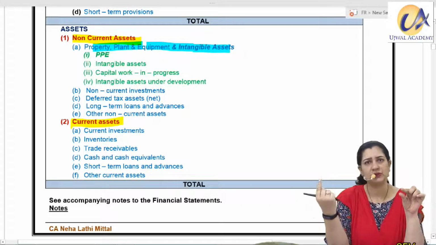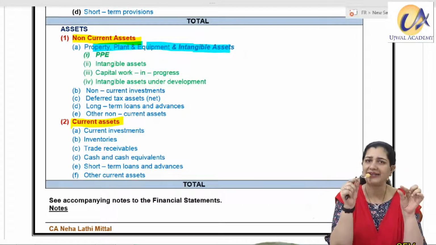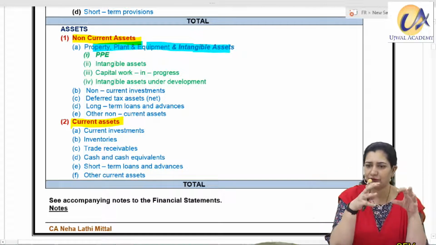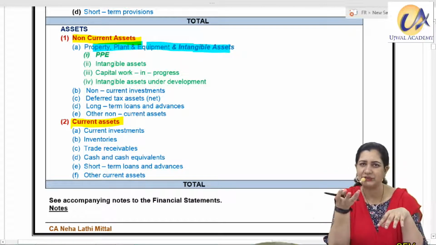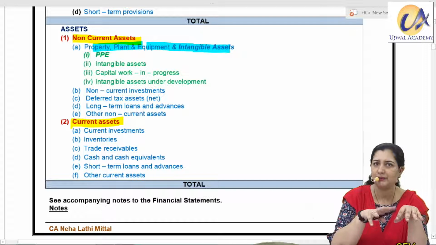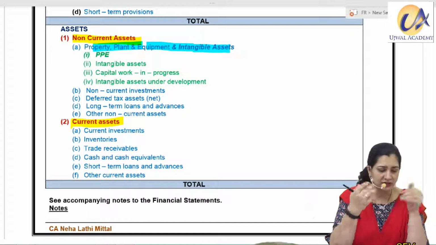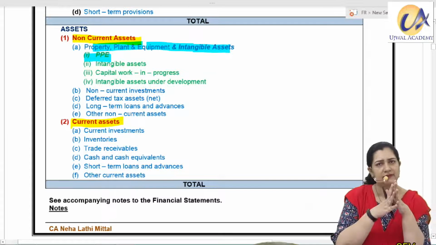So in all the sums which you are going to write, just write PPE and intangible assets. That's it. Under that, we have four things. We used to say tangibles, intangibles, capital WIP and intangibles under development. Now, instead of calling it tangibles, we call it PPE. That's it.